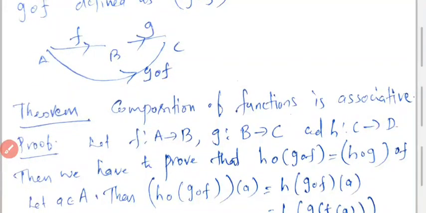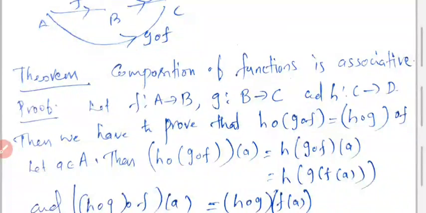Next, we have to show that composition of functions is associative. So, what does associative mean? Composition of functions is associative. So, we have three functions, f from A to B, g from B to C, h from C to D.